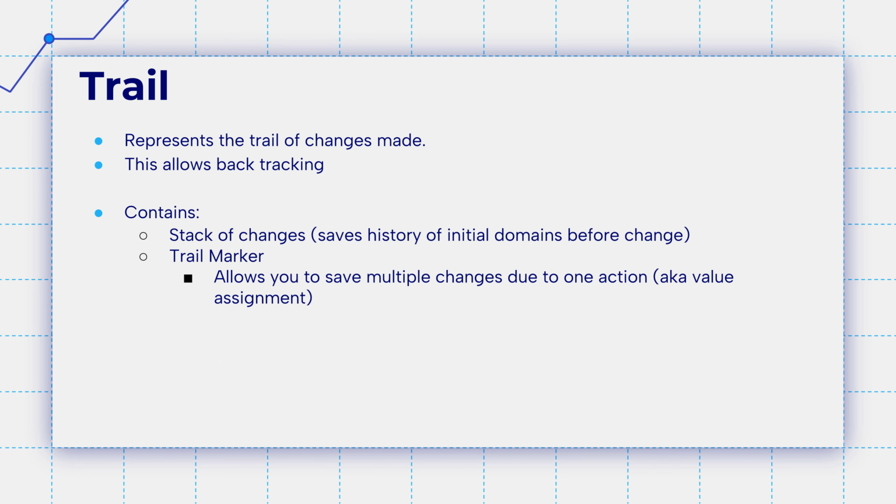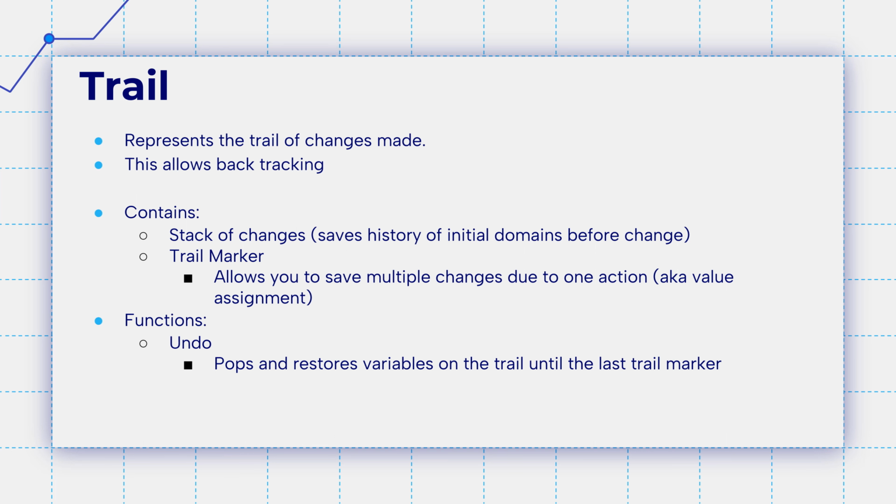This class uses a stack to save the history of the variable domains before we change them, either through reducing the domain or setting a value. Second is a trail marker. This allows us to save multiple changes due to an assignment. Finally, there's an undo function that restores the value from the trail and goes back to the same state of the variables before we made the last assignment by using the trail marker.